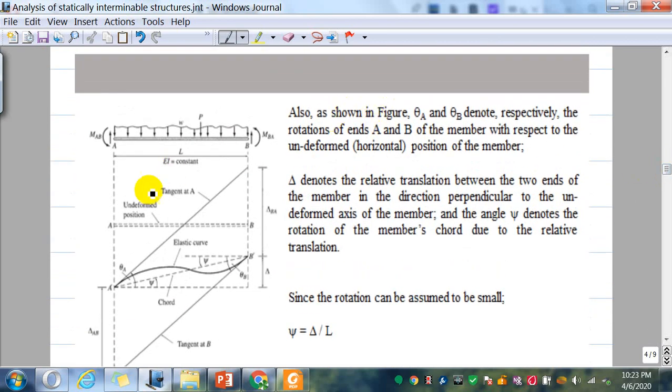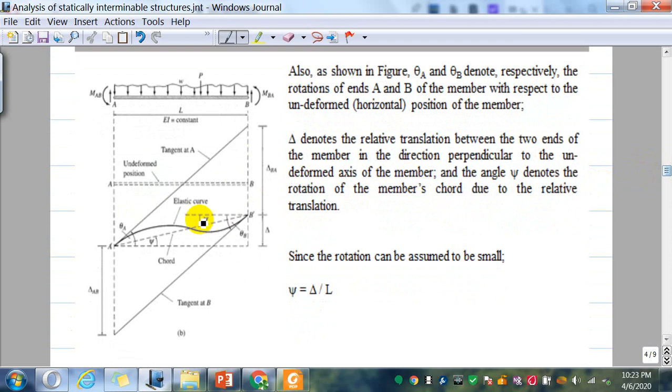Also, as shown in the figure, there is a rotation theta A here, a rotation theta B here, and then you have a deflection delta here, a relative translation. This delta marks that, relatively, earlier it was on the same line, now compared to B, A has settled, or compared to A, B has some movement. So that is the settlement.